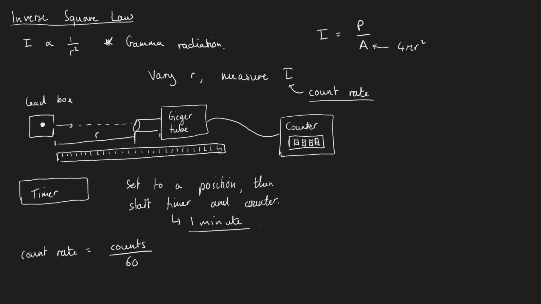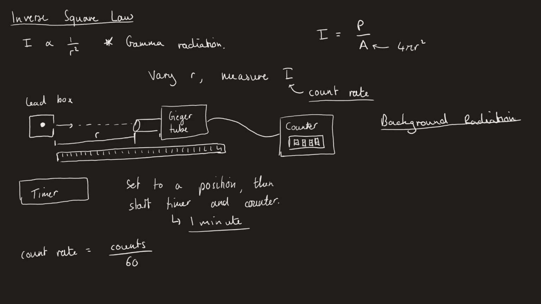However, this isn't going to give us the correct value, because not only do we have the radiation due to this source, we also have radiation due to the background radiation. And so the background radiation we need to take into account in order to calculate the corrected count rate.